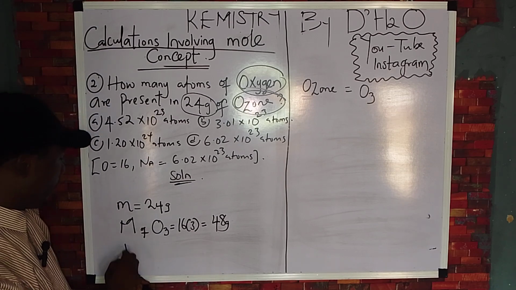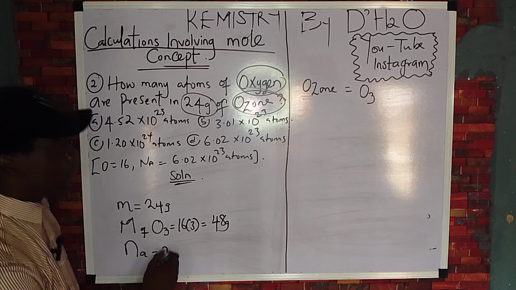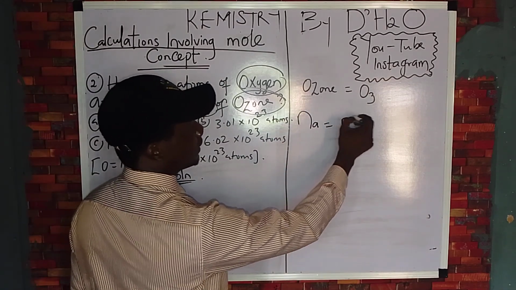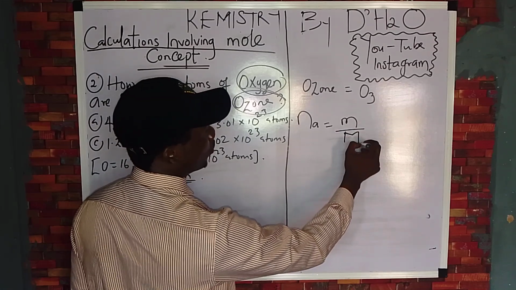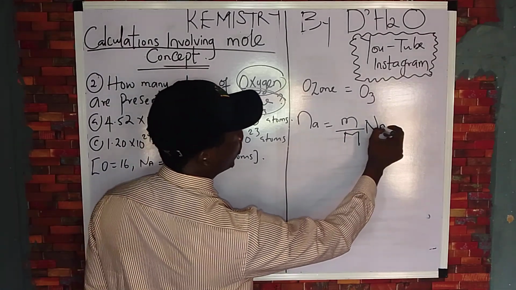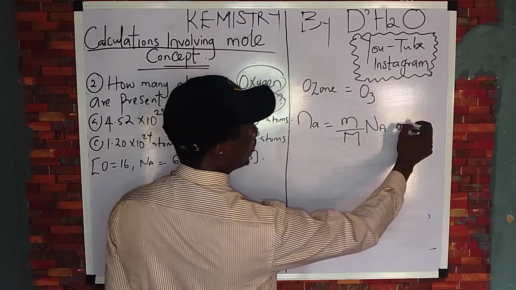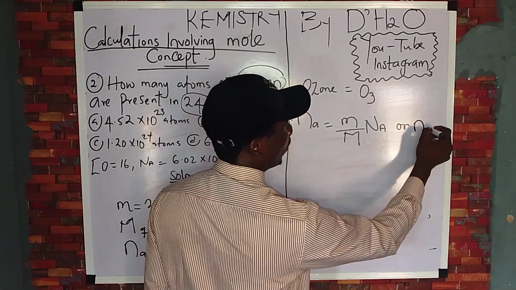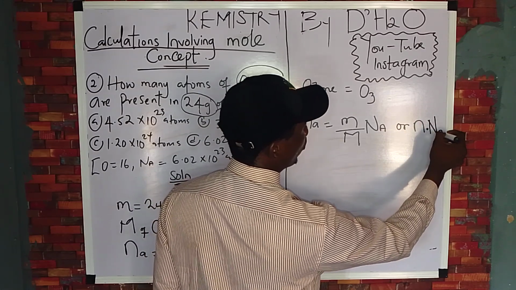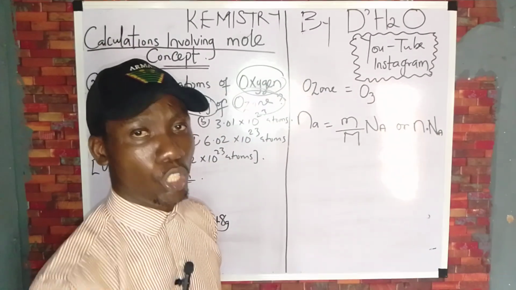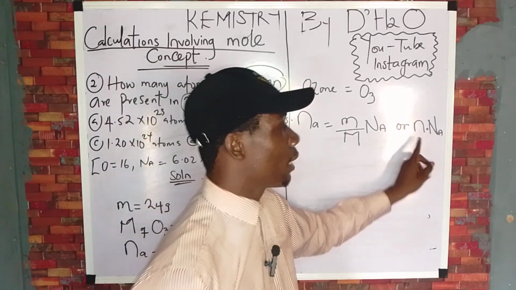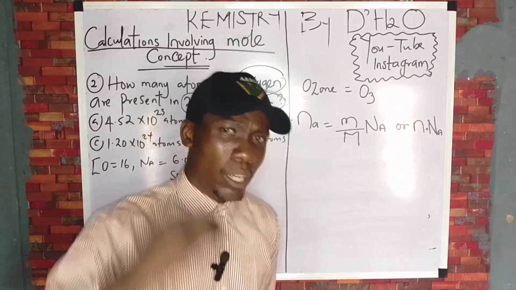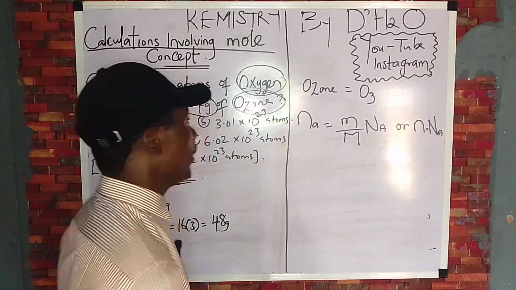Remember, we are told to find the number of atoms. Same formula. Number of atoms is reacting mass over molar mass times Avogadro's constant. Or your reacting mass over molar mass is number of moles times Avogadro's constant. So if you were given number of moles, you would multiply with Avogadro's constant to get the number of atoms or number of molecules or number of particles. Okay, so let's do this.